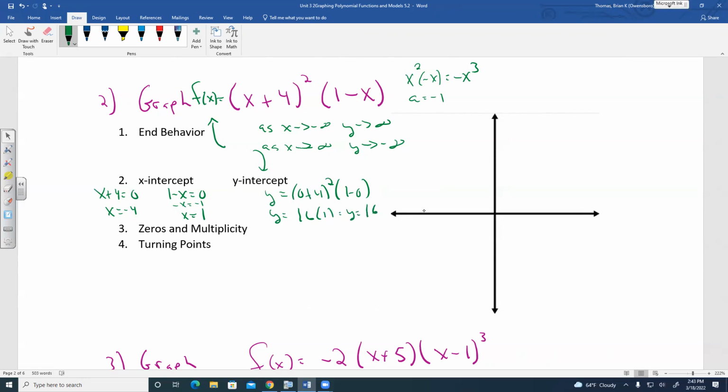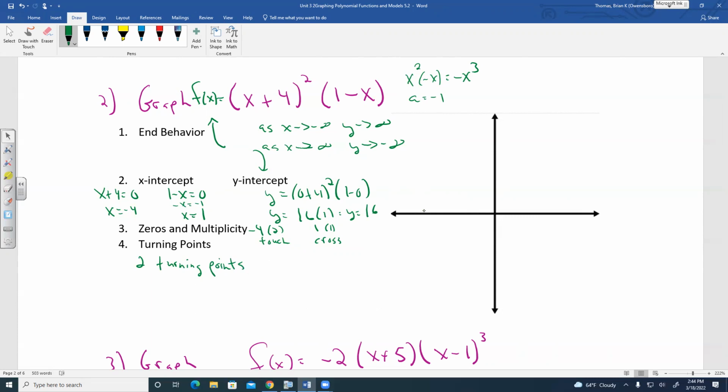So the zeros are -4, but it also has a degree of 2. So its multiplicity is a 2. That means it's going to touch at that 0. And the other 0 was a 1. And since it has a multiplicity of 1, that's going to cross. And since the degree was 3, the turning points would be 2 turning points, because 3 minus 1 would be 2. So it's not going to have more than 2 turning points. That's the maximum number of turning points.